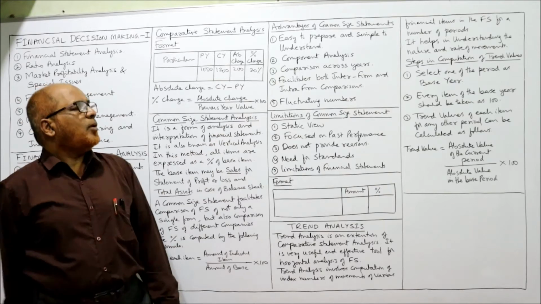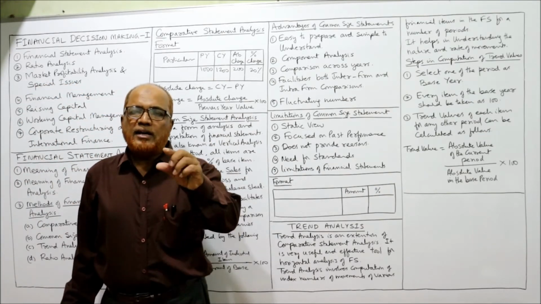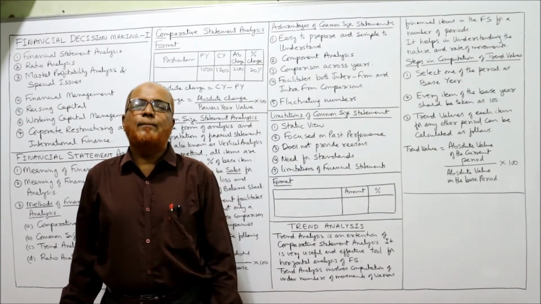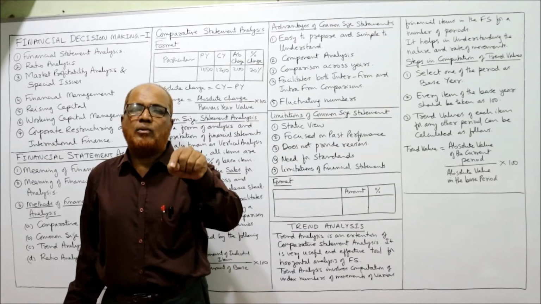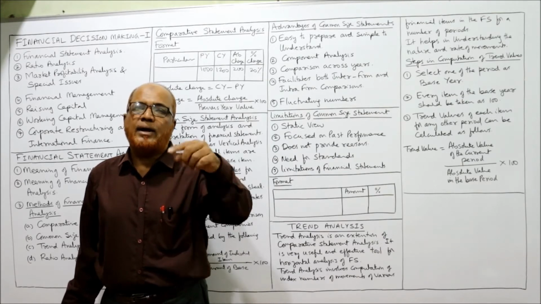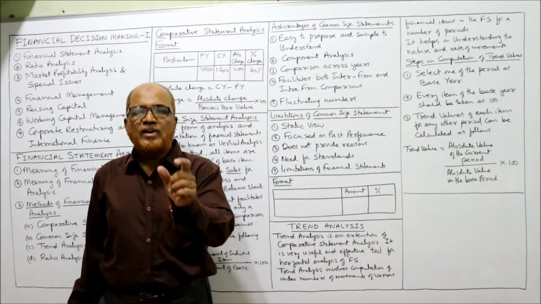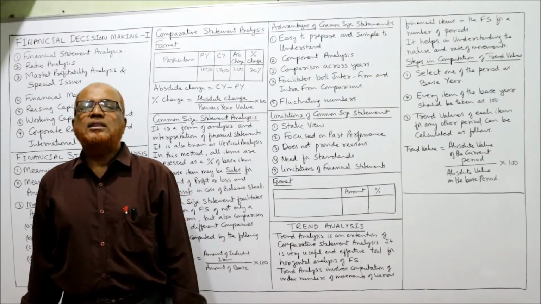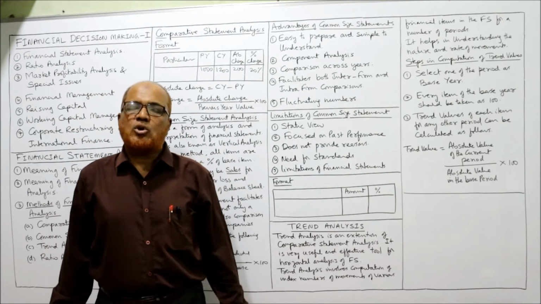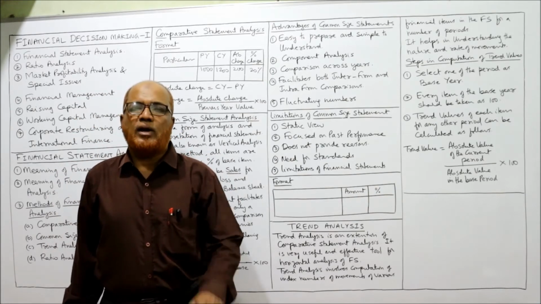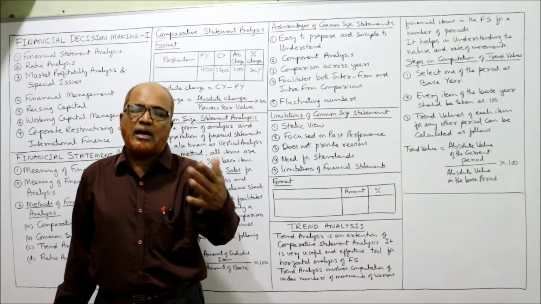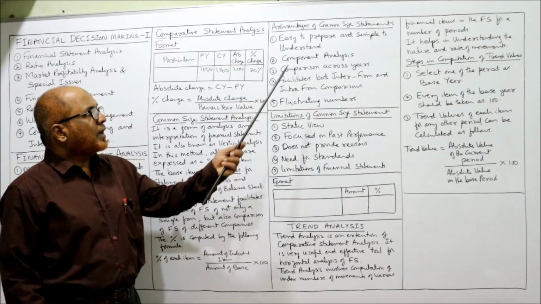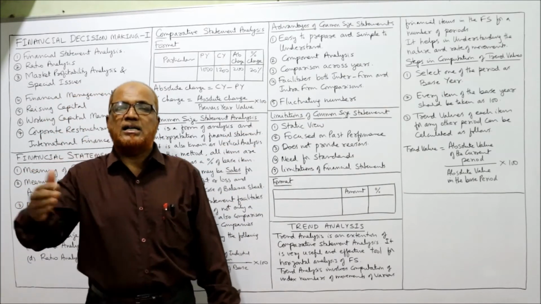Secondly, component analysis. Component analysis means we can find out what is the importance of each item of the financial statements compared to the base, because we are calculating the percentage of every item to the base value. In this way, we can find out which component is more important and which component is less important.